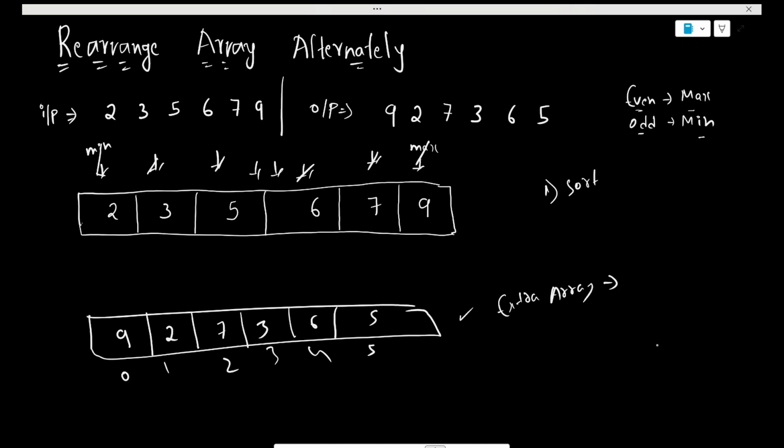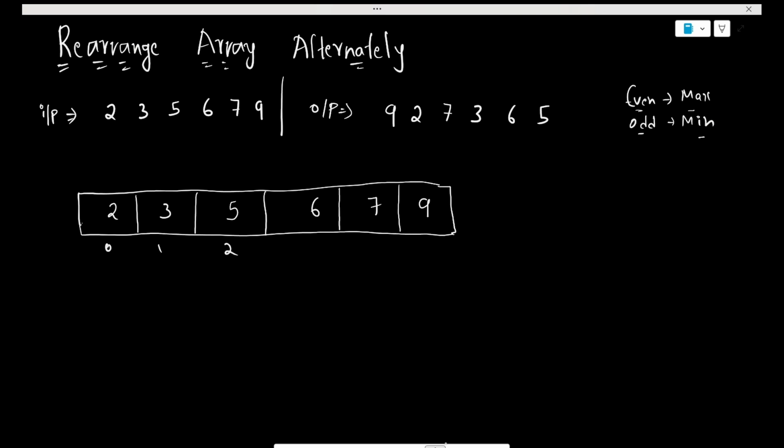By using an extra array, the space complexity will be O(n). So what's the problem? The note says that we are not able to use an extra array. We need to do the same modifications in the same array. That's it. So let's see how we can solve it like that.